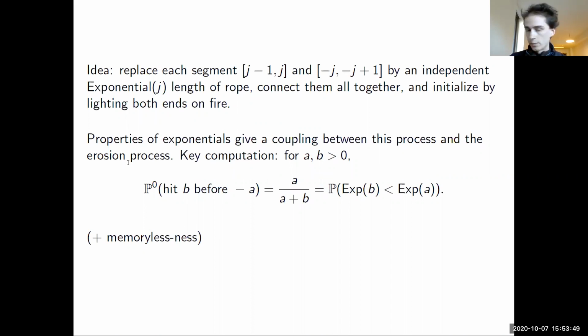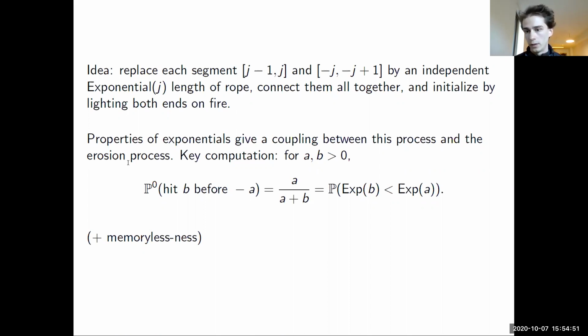And it turns out there's a very nice way to analyze this process, a nice coupling that lets you see what's going on. The idea is the following. Each unit segment in your interval, you're going to replace by a rope of some random length. The part of your initial interval from 0 to 1, you replace by an exponential 1 piece of rope. The part between 1 and 2, you replace by an exponential 2. Generally, the part between j minus 1 and j, you replace by an exponential j. Same on the negative side. And then you attach all these ropes together. So now you have some very long piece of rope, like length m squared. And you initialize this process by lighting both ends of the rope on fire. And they burn at unit speed.